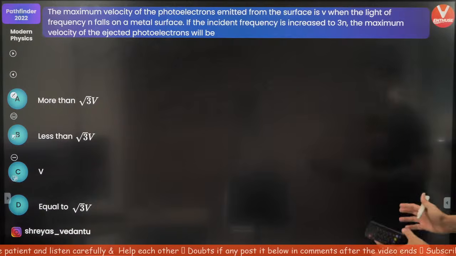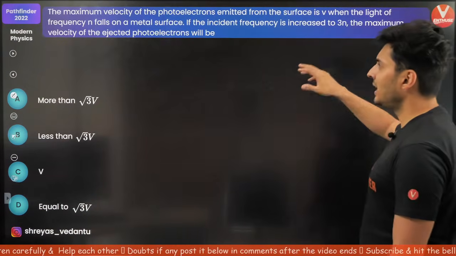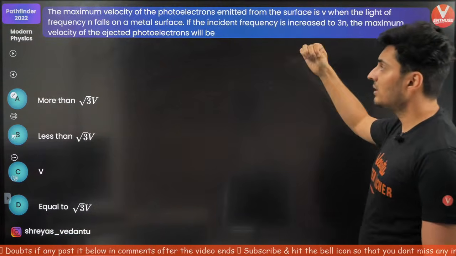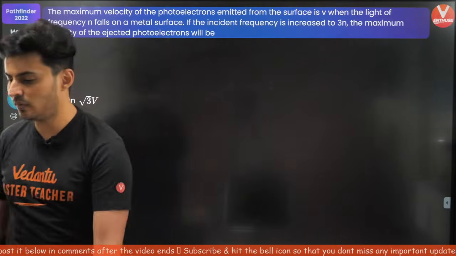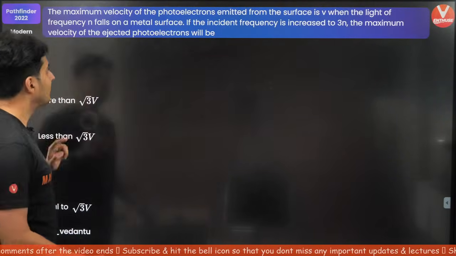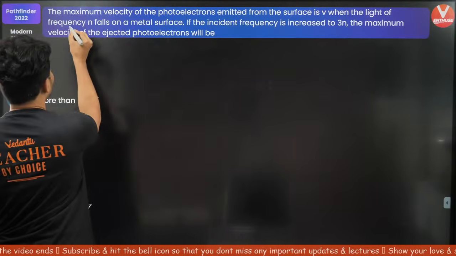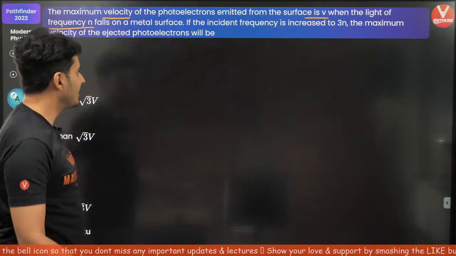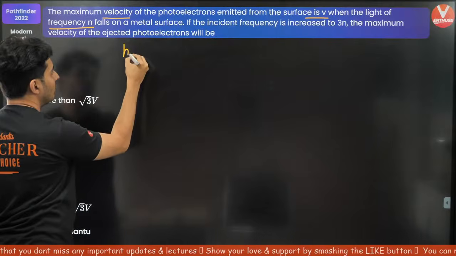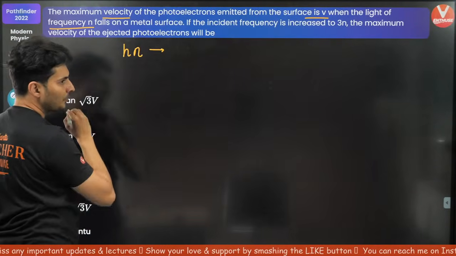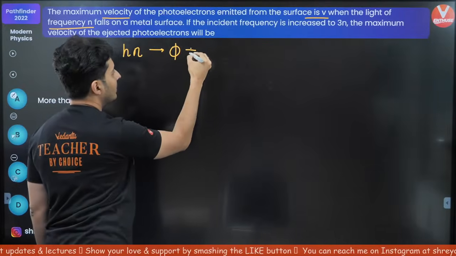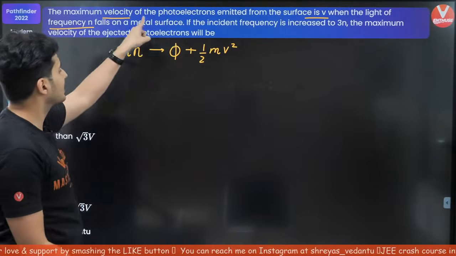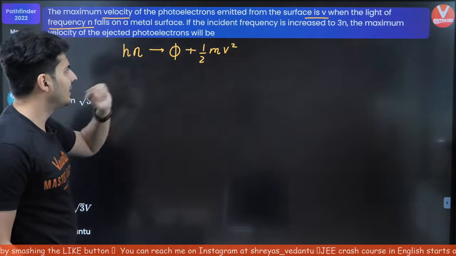The maximum speed of a photoelectron emitted from the surface is V when light of frequency n falls on that surface. If you change the frequency to 3 times, then what will be the speed of the electrons? Let's try to figure this out. In the first situation, when the frequency of the light is n, the maximum speed is V. Using Einstein's equation, the energy of the photon, hn, goes into the work function, and the remaining is the maximum kinetic energy, half mv square.